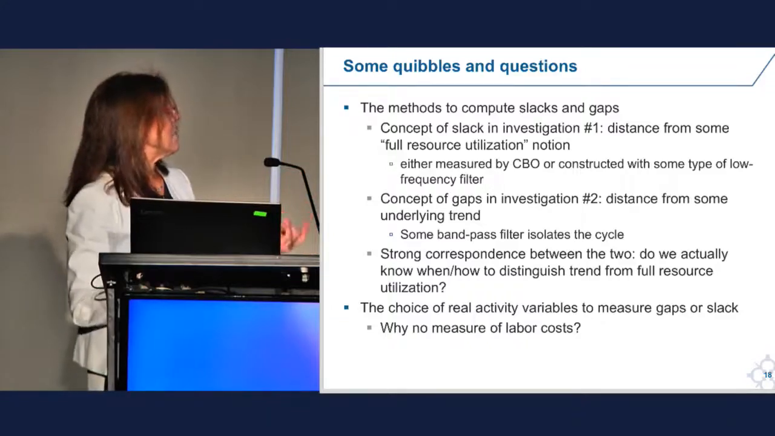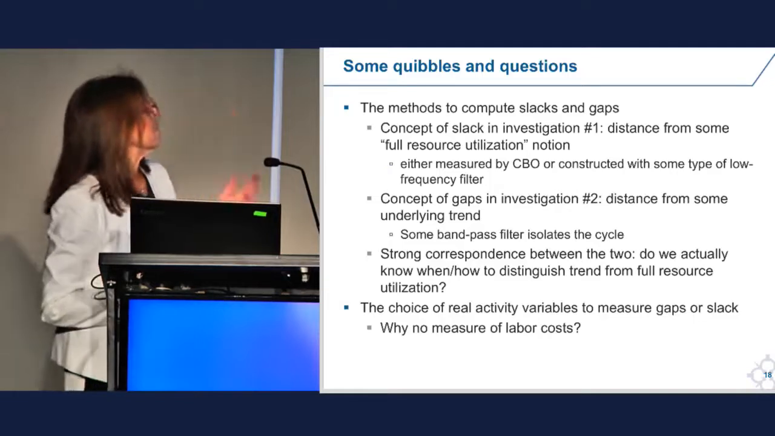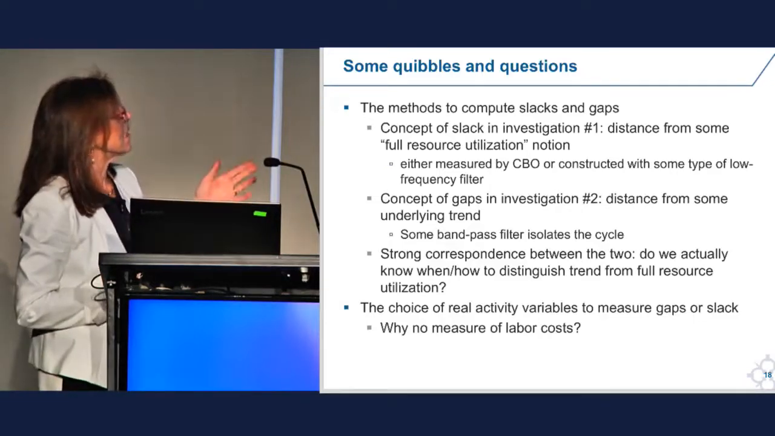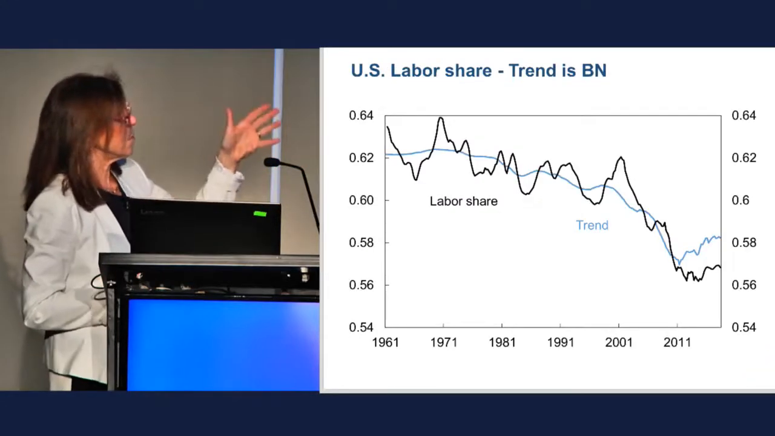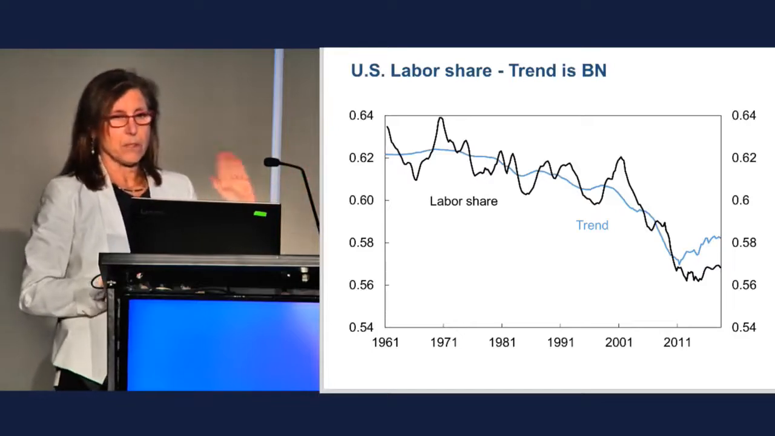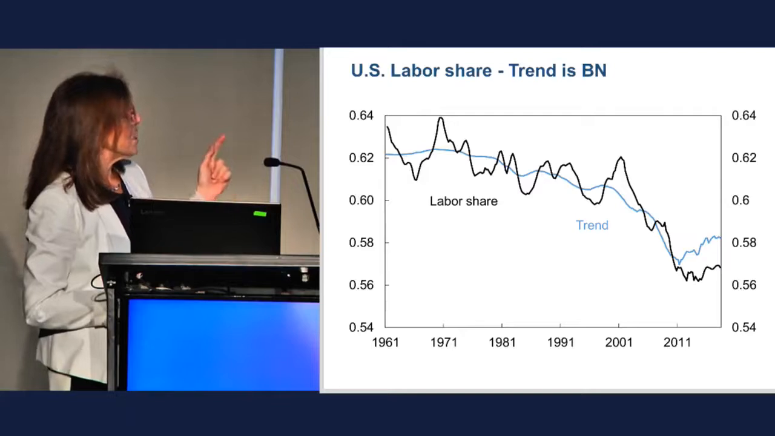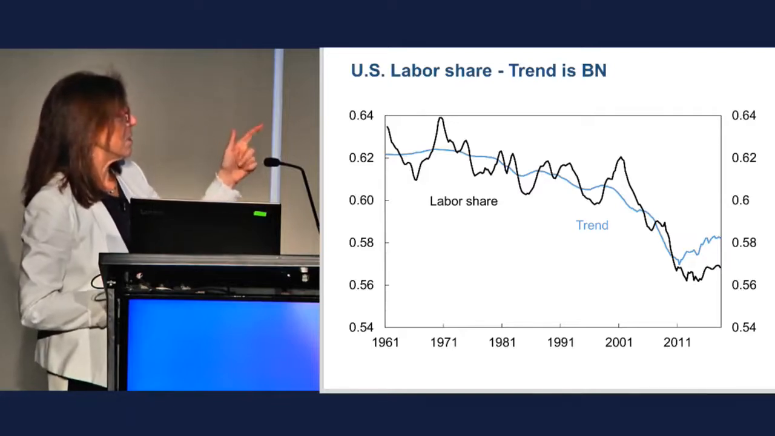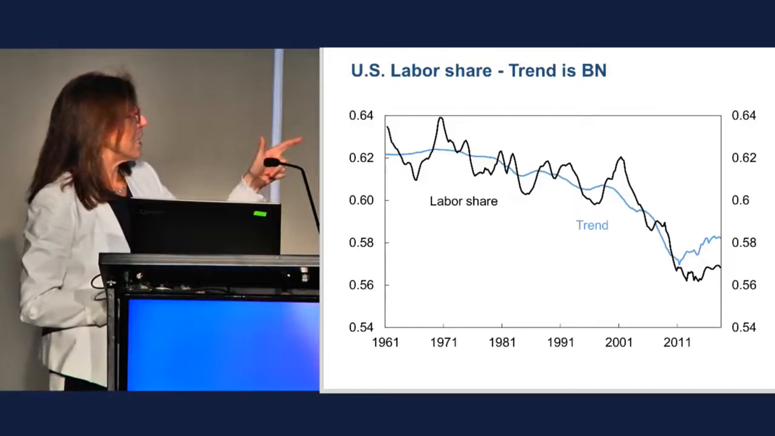Okay, and labor costs is a lot of variation. So this is from one of my papers. This is the labor share, and there is a trend in the labor share. This is particularly extracted as a Beveridge-Nelson trend, so it's an infinite horizon forecast from a multivariate VAR. And so you see that there is a lot of cyclical variability in the trend, in the labor share, and this should be informative about the cycle.